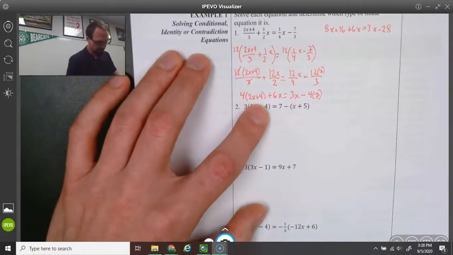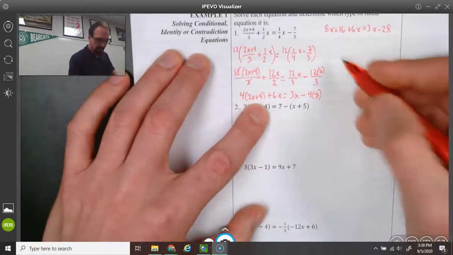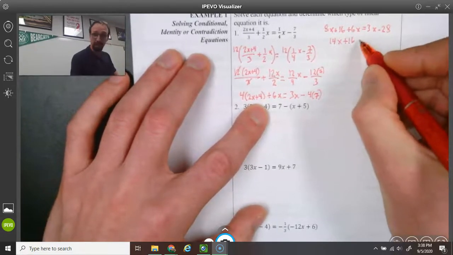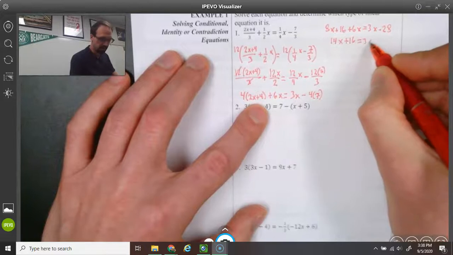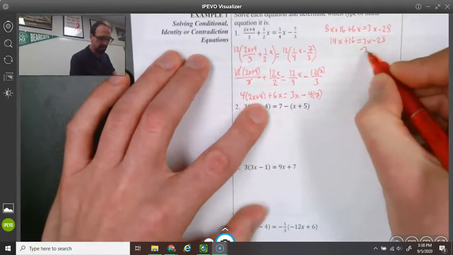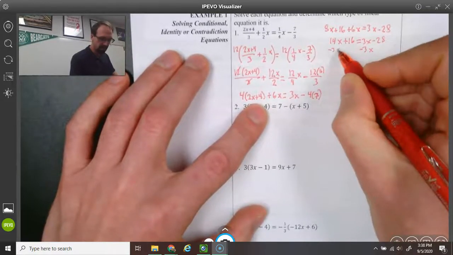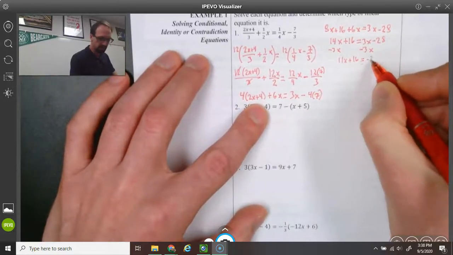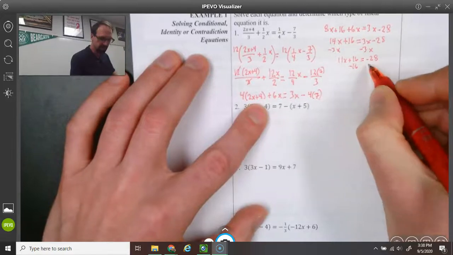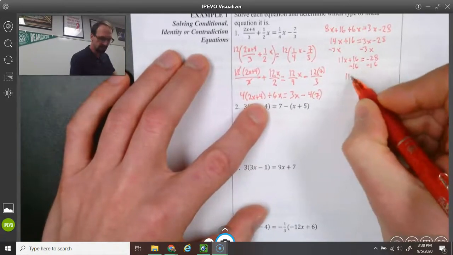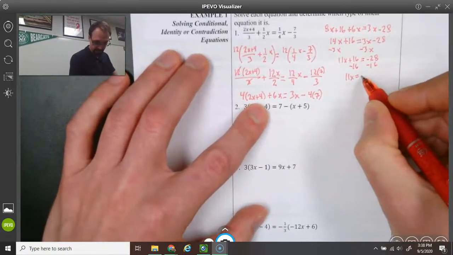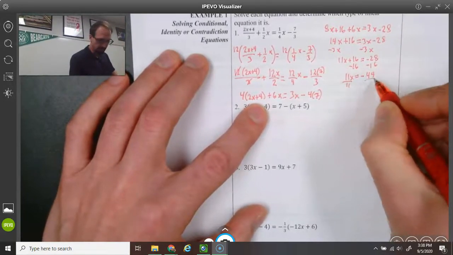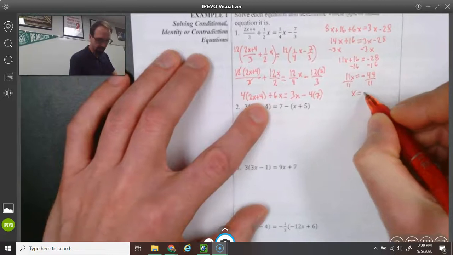Next I have 8x and 6x is 14x plus 16. I'm simplifying, combining on both sides. Equals 3x minus 28. I'm going to subtract 3x on both sides. Gives me 11x plus 16. It's negative 28 minus 16 on both sides. 11x equals negative 44, divide by 11, divide by 11, and I get x equals negative 4.